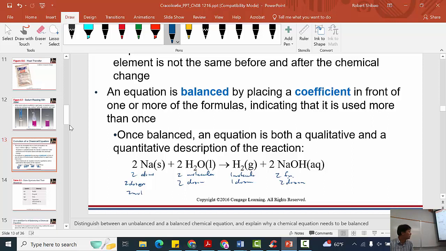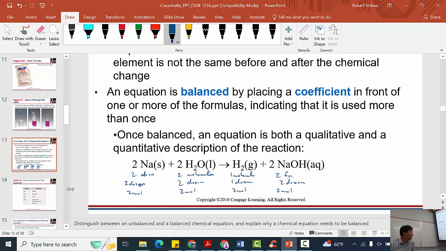2 moles of sodium, we can see how much that is. It's a lot. And I could do 2 moles of water, which would be about 36 grams. And then I could do 2 moles of hydrogen, which is only about 4 grams worth. And then 2 moles of sodium hydroxide, which is about 80 grams worth. And so I could do it in different quantities.